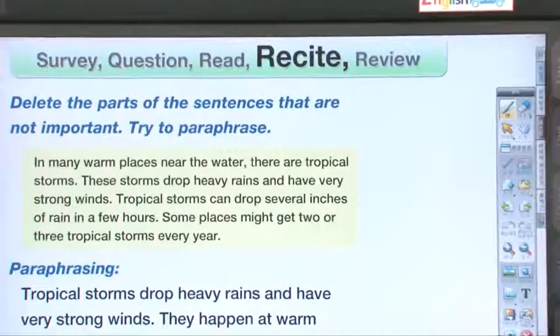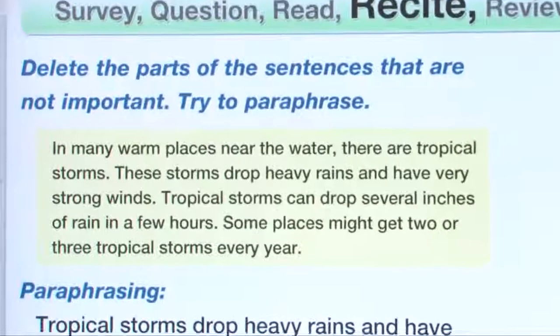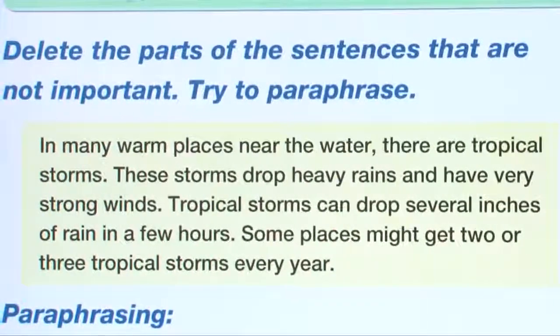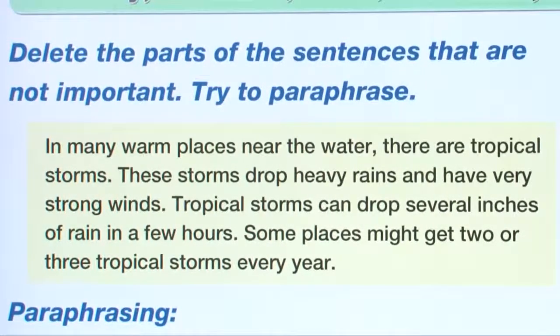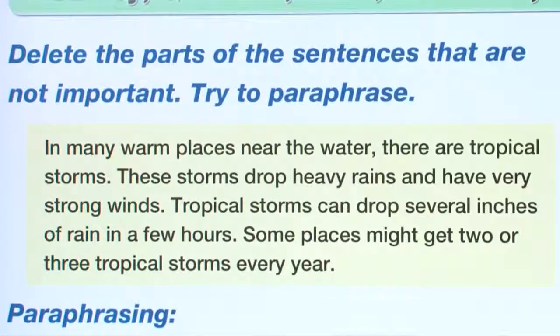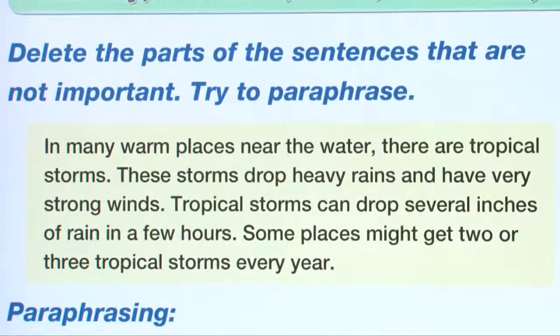One more time. In many warm places near the water, there are tropical storms. These storms drop heavy rains and have very strong winds. Tropical storms can drop several inches of rain in a few hours. Some places might get 2 or 3 tropical storms every year.